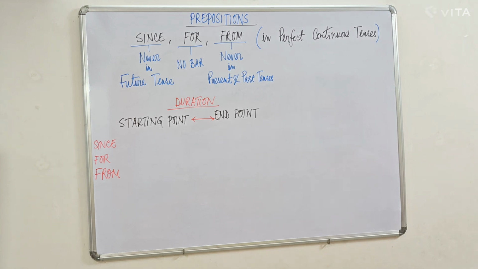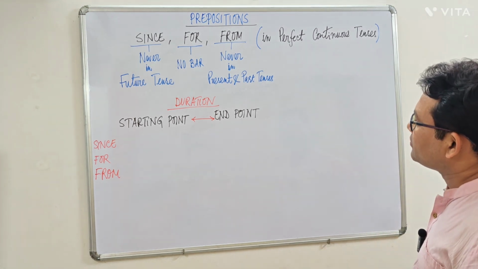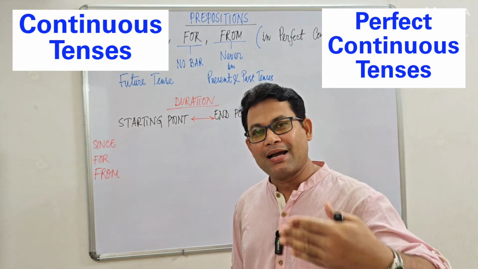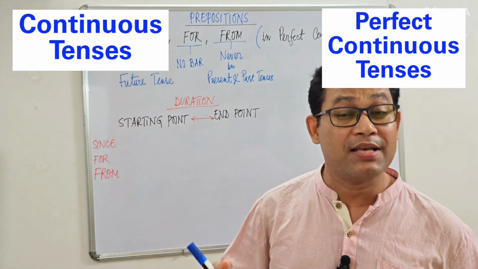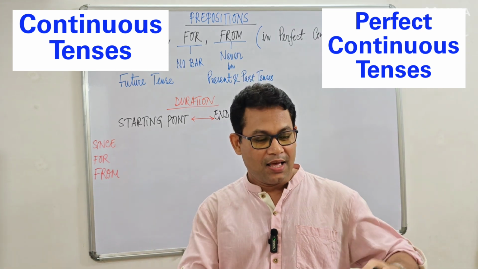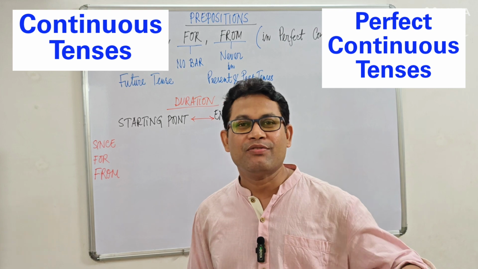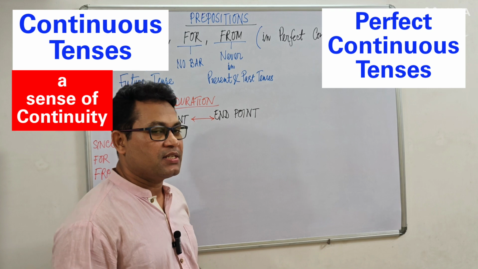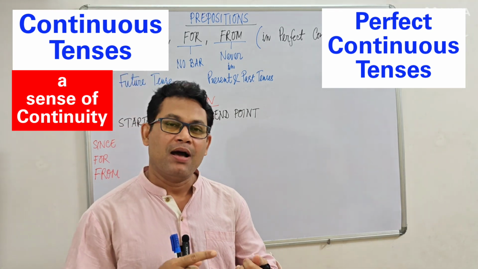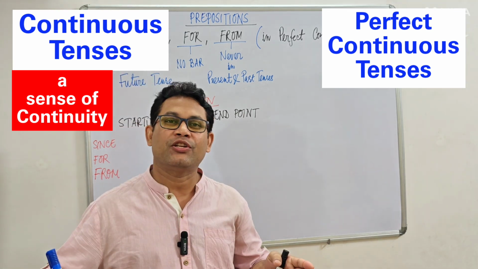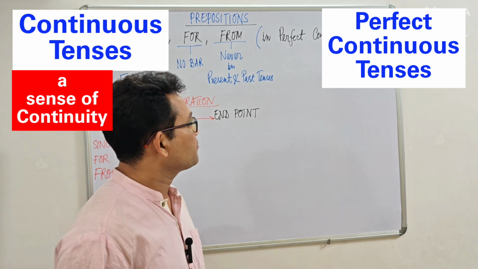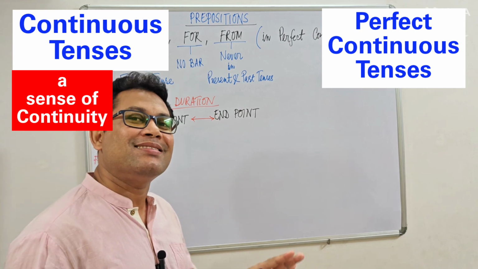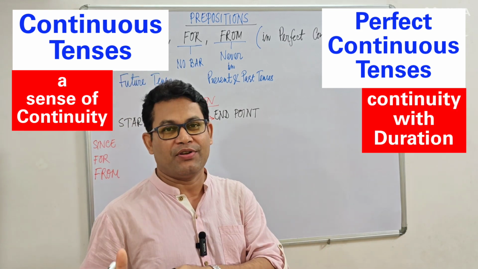All right, so first of all, we have to understand that there is a vital difference between continuous tenses and perfect continuous tenses. A continuous tense, be it present, past or future, simply indicates that the action is in continuous mode, or there is a sense of continuity, nothing else. But all the three perfect continuous tenses indicate something extra, and that is a sense of duration, a sense of expansion of time or a time lapse. So whenever we use the three perfect continuous tenses, there is the indication of continuity with duration.